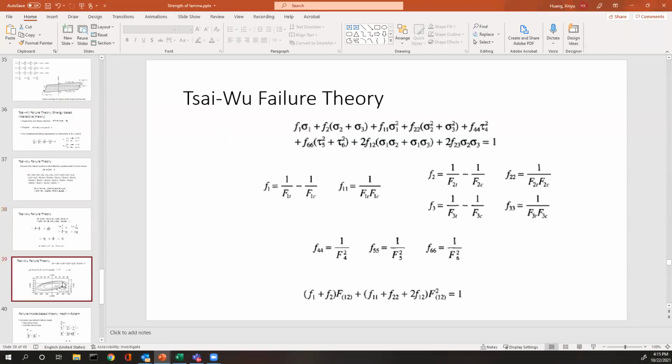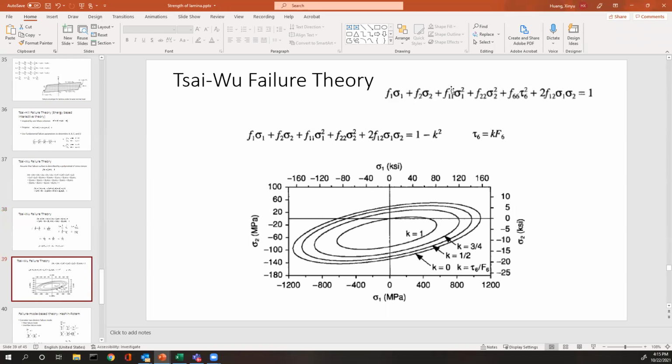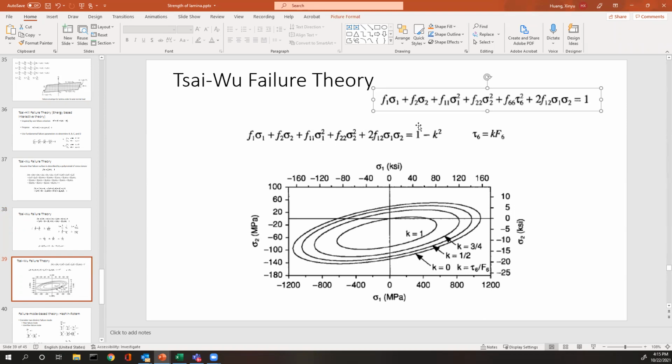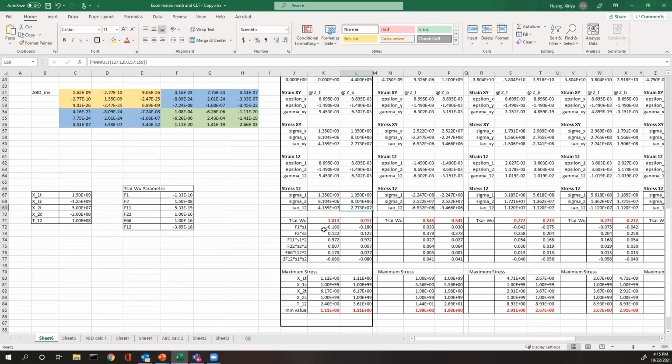6 terms, so 1, 2, 3, 4, 5, 6. This equation has 6 terms. So I calculated each term separately. This is my first term, second term, third, 4, 5, 6.